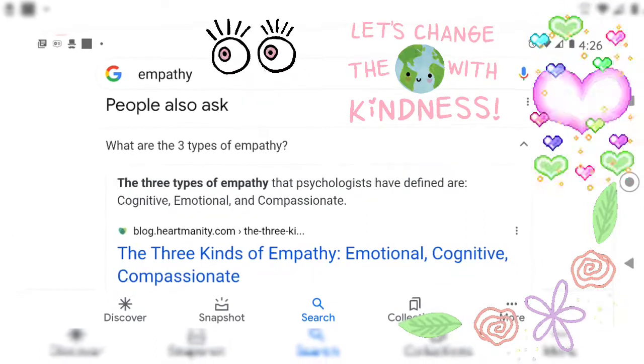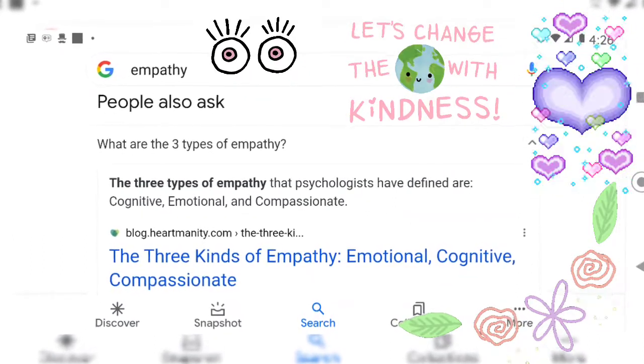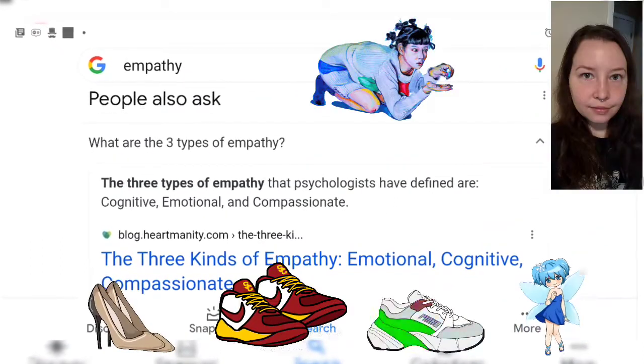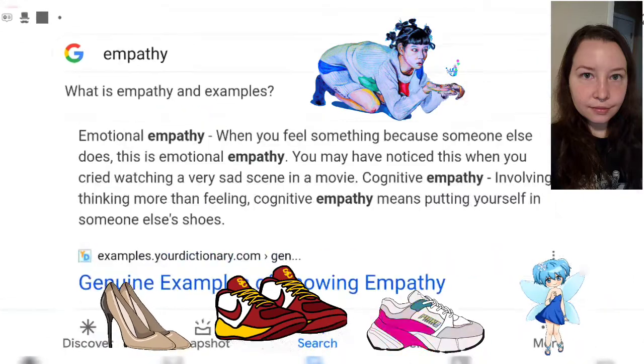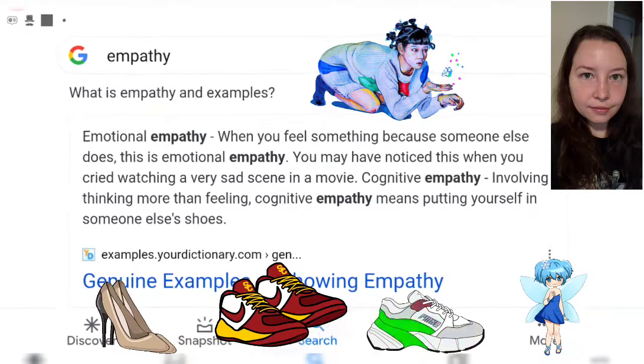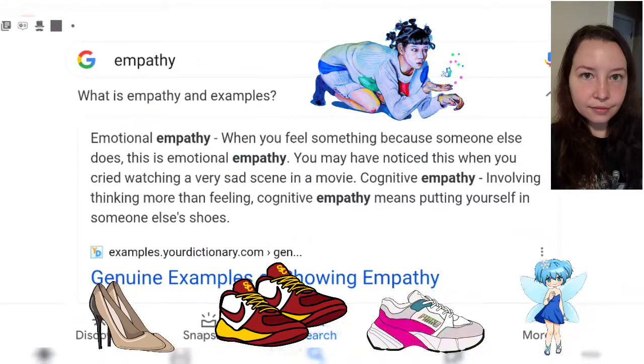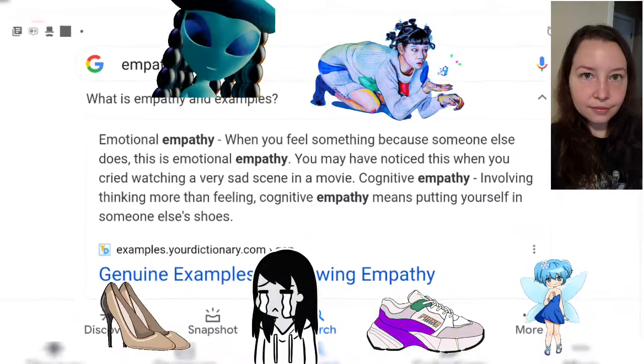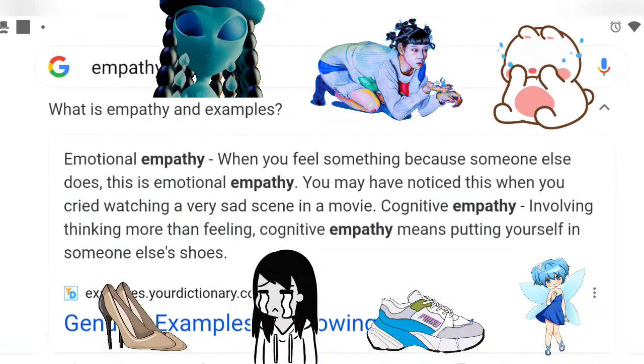The three types of empathy that psychologists have defined are cognitive, emotional, and compassionate. What is empathy in examples? When you feel something because someone else does, this is emotional empathy. You may have noticed this when you cried watching a very sad scene in a movie.